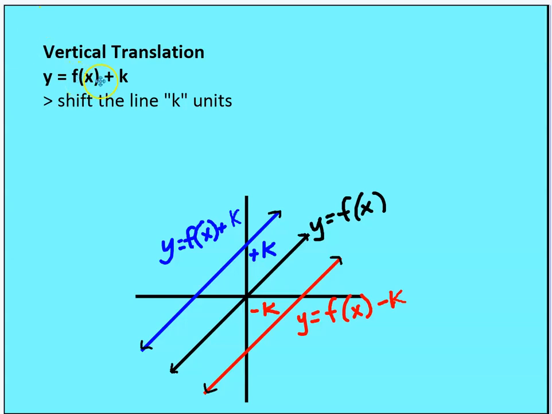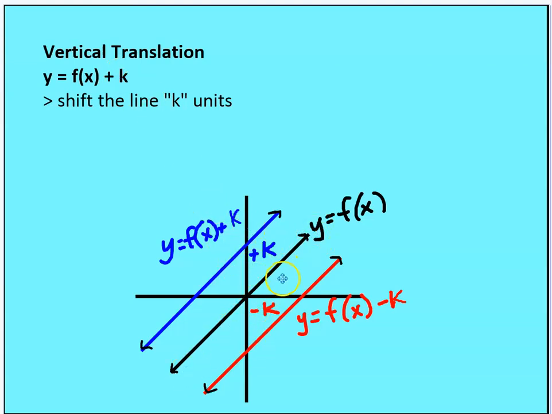All right, so let's talk about vertical and horizontal translations. There's a subtle difference between the two, so let's make sure that we know what those are. Y is equal to f of x plus k is going to represent the vertical translation as a shift in the line k units up or down. If it's plus k, then we go up. If it's minus k, then we go down.